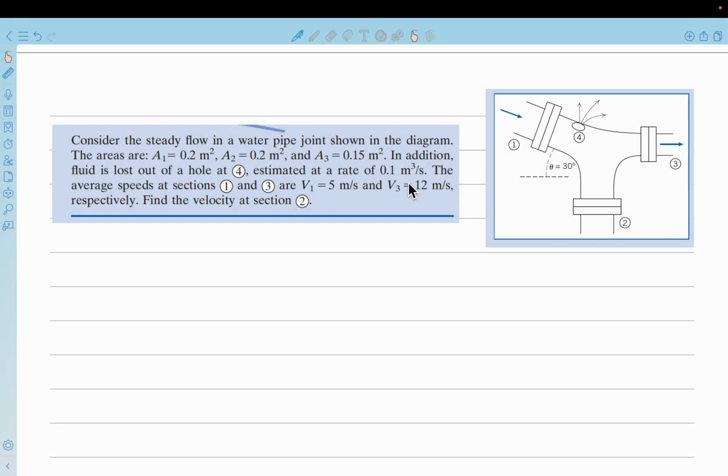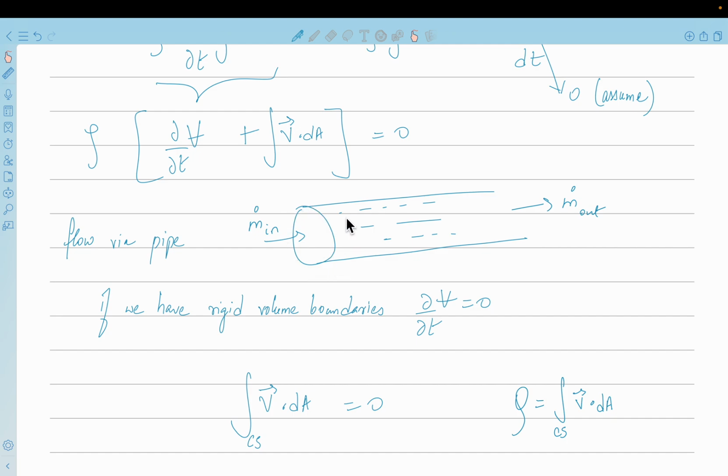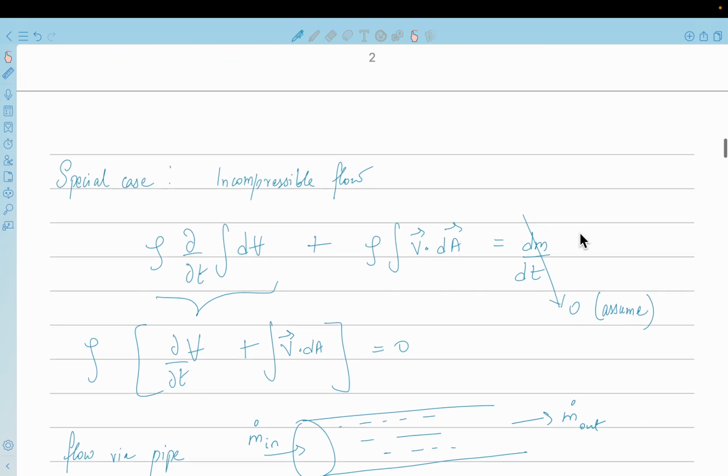What we need to find: the average speeds at sections 1 and 3 are given, v1 and v3. We know v1 over here, we know v3 over here. We have to find the velocity at section 2. What is v2? Now this is an example of rigid control volume boundaries, and that's what we just looked at. If you have flow through a pipe, it is a rigid volume boundary, and this dou v by dou t term becomes 0 in our Reynolds transport theorem.